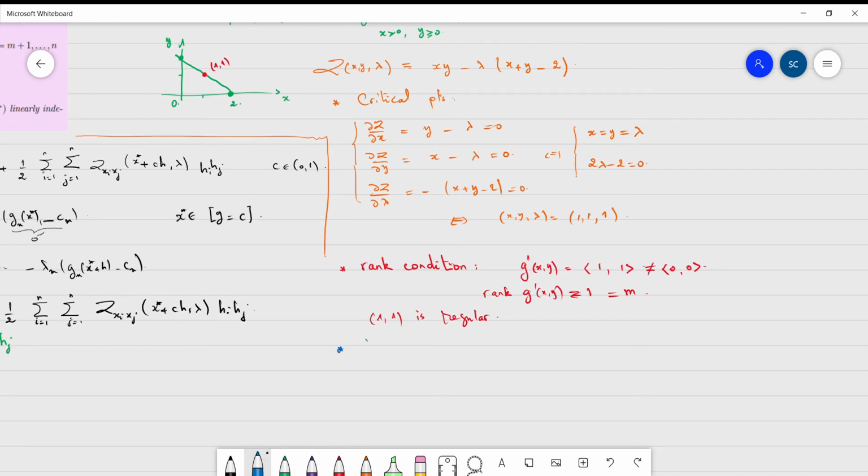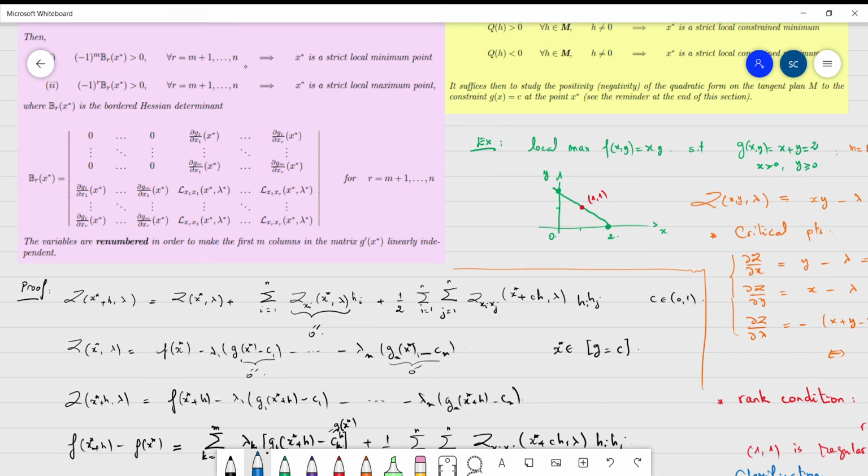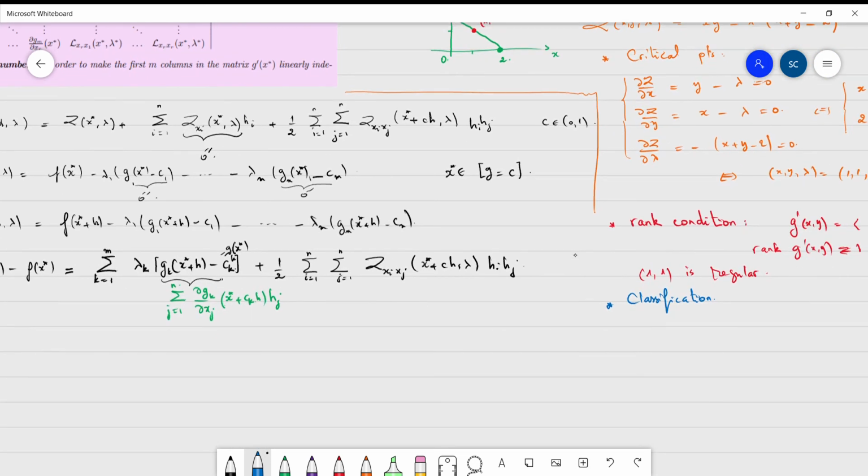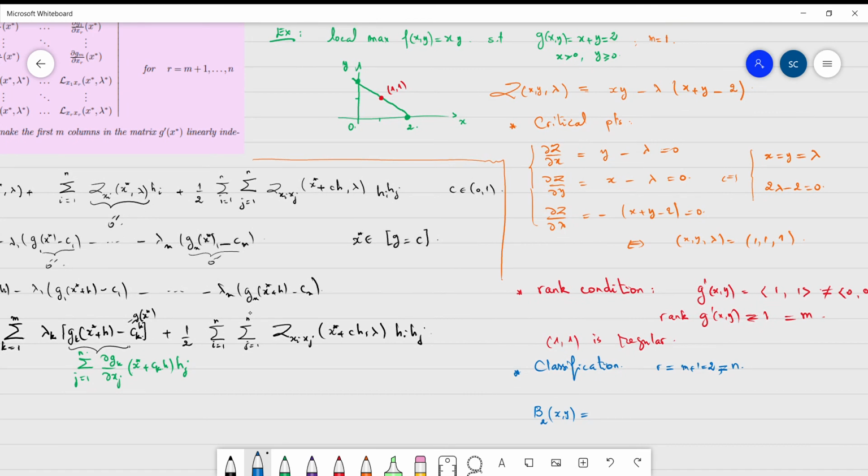Now the second step, classification. Let's deal with the classification of the points. So we need to estimate the bordered Hessian B_r. Here we have n equal 2 and m equal 1, so we need to estimate only one, B_2. Here r goes from m plus 1, which is 2, which is n also, so we stop. We have B_2. B_2 is formed as below, so let's look at the definition so that we can apply it. Okay, so we put the gradient of g, so 0 first in the determinant, then g prime, (1, 1), the first derivative, the transpose here, and the Hessian of our L_xx.